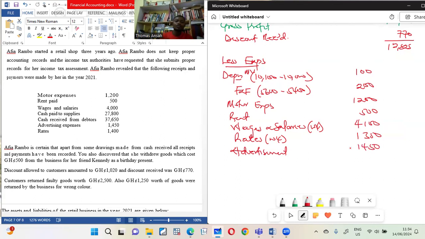1,450. All right, so these are our expenses. Let's add them up. We have 100 plus 200 plus 1,200 plus 500 plus 4,100 plus 1,350 plus 1,450, and this is giving me 8,900. So all my expenses are 8,900. So that is what I have.